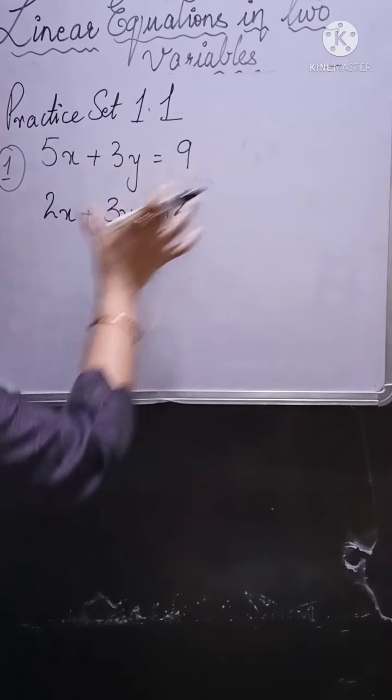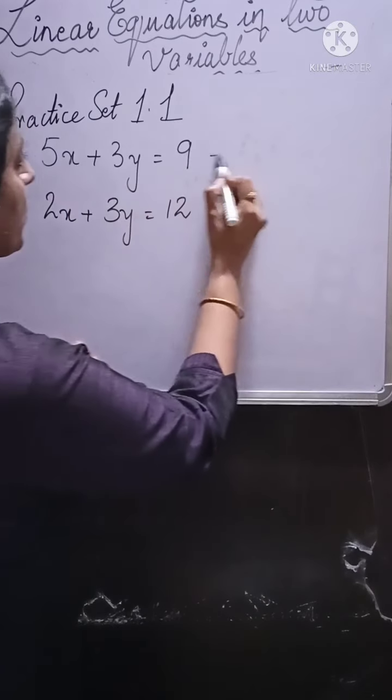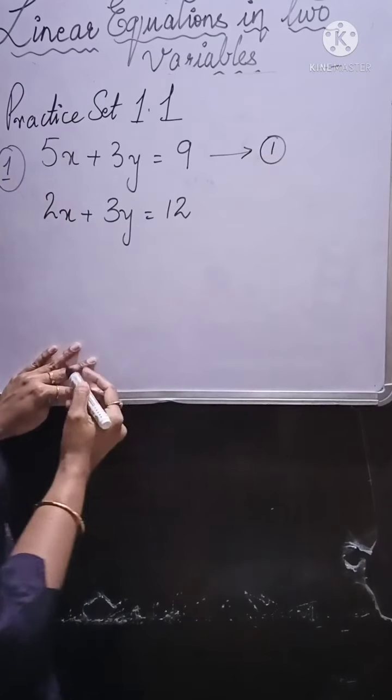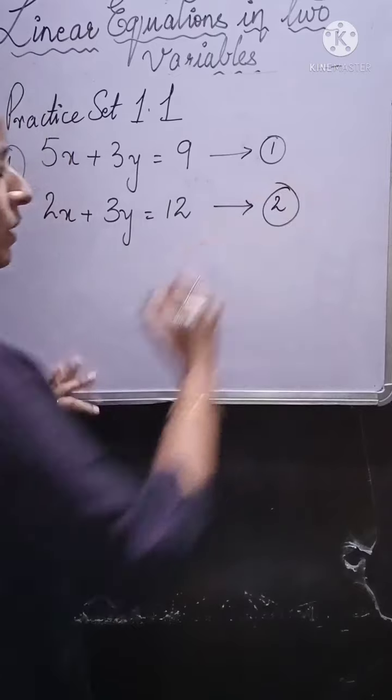Okay. So first equation and second equation. First we will number it. 5x plus 3y is equal to 9. This we will name as equation number 1. 2x plus 3y is equal to 12. We will give it as equation number 2.